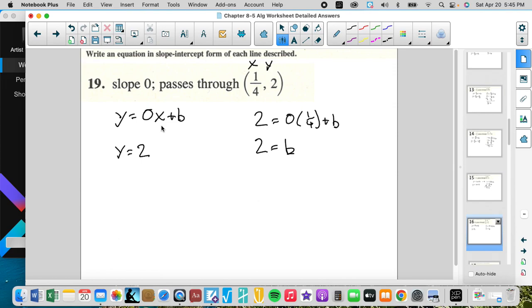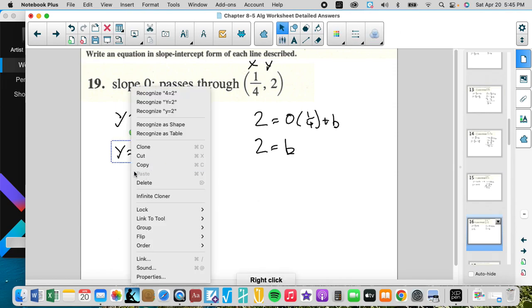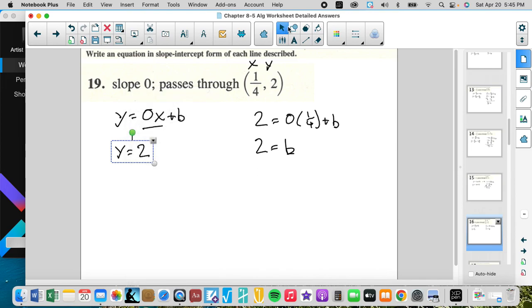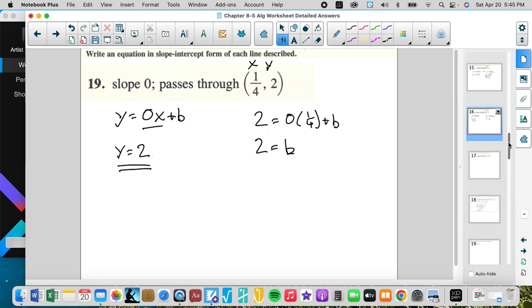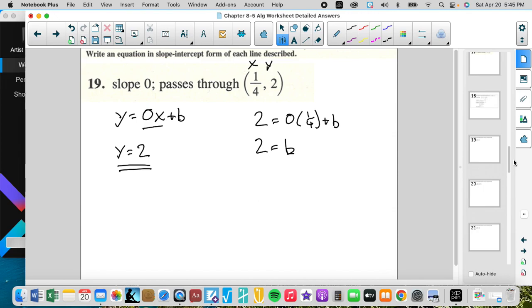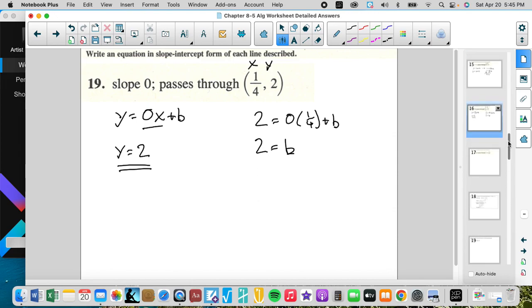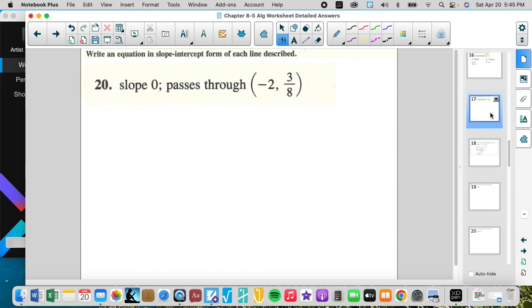There is no x value because my x coefficient is 0, so I shouldn't see an x anywhere. This is the proper final answer. It's going to be a horizontal line going through the y-axis at 2. So that's a good example. That's one of those unique and interesting ones that will test your understanding, hence why it's one of the last ones.